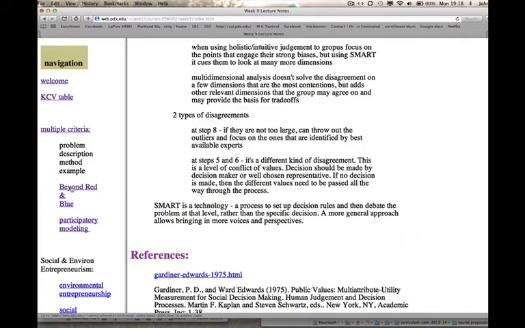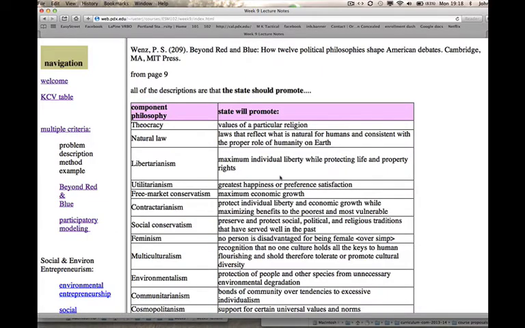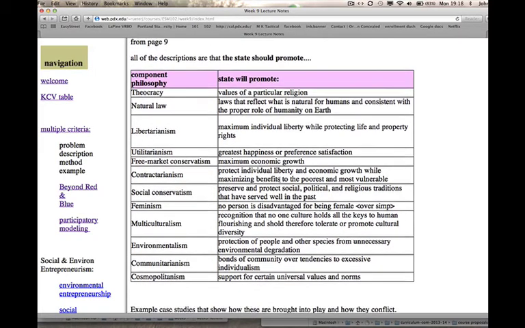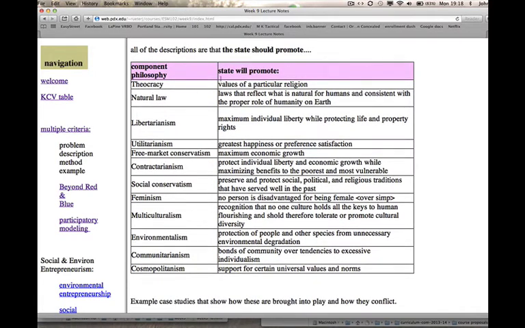And here's another example, and it's from a book called Beyond Blue and Red. It's about political philosophies. And you can look at these philosophies here, and these are all stated in terms of the state should promote. So, theocracy, the state should promote values of a particular religion. And you can go down through this and read these. There are 12 philosophies, and this book is really good at showing cases where these different underlying philosophies actually came together to help either define a conflict or find a resolution.